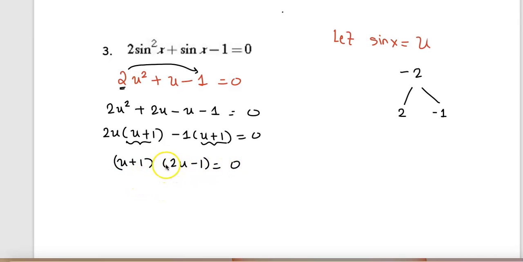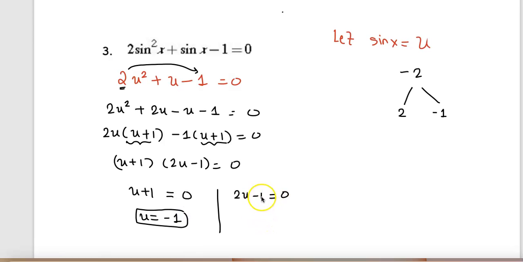Now since both factors are equal to 0, I can set each equal to 0. u plus 1 is equal to 0, and another one will be 2u minus 1 is equal to 0. I will subtract 1 from both sides, so I will have u is equal to negative 1. When I add 1 to both sides, the 1s cancel out and 2u is equal to 1, which will give me u is equal to 1/2.